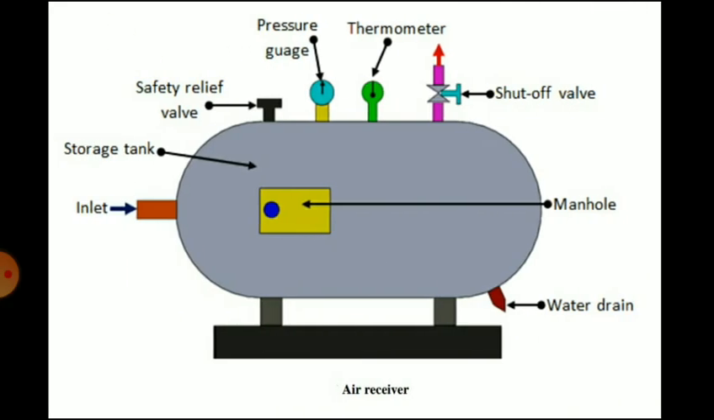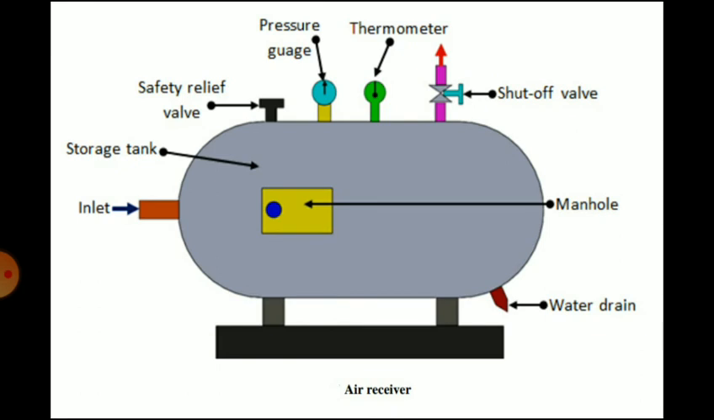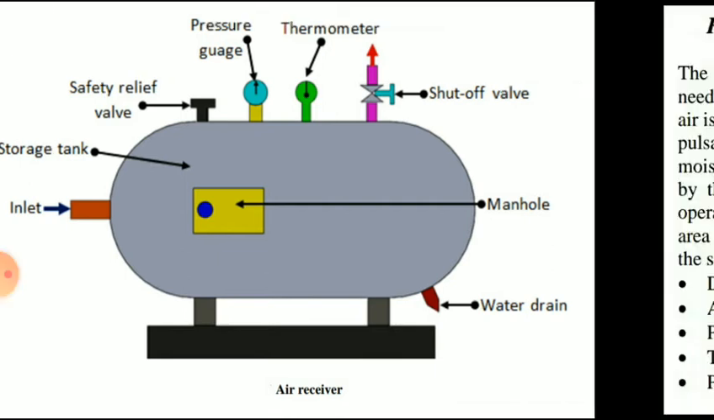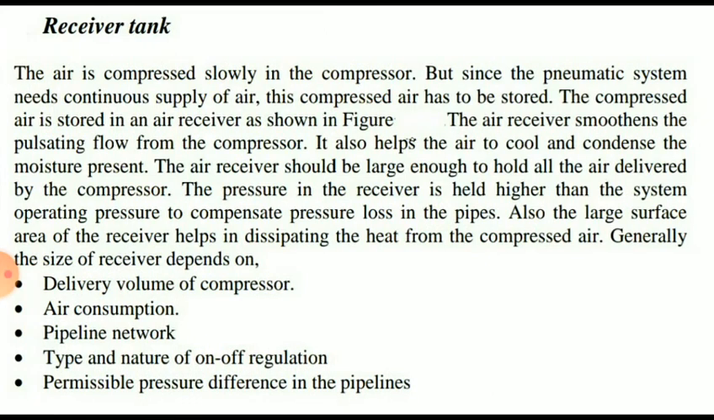So we will see the air receiver. You can see the inlet from the compressor. Then there is a storage tank. Then on the tank there is a safety relief valve. Then the pressure gauge, thermometer, then shut-off valve, and manhole, and a water drain. These are the various elements of an air receiver. The air receiver smoothens the pulsating flow from the compressor. It also helps the air to cool and condense the moisture present.